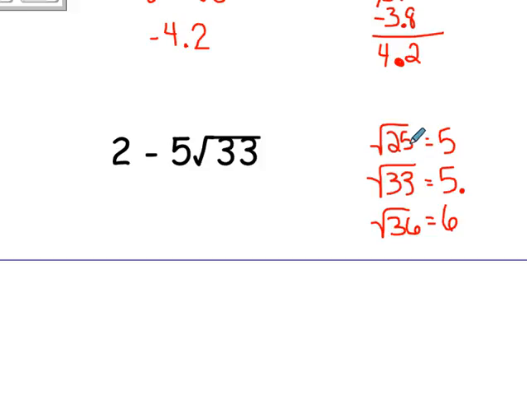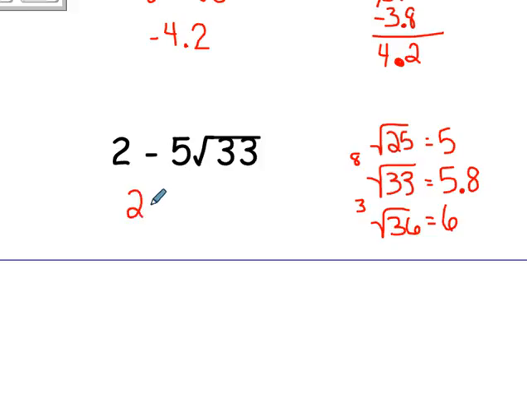Now I have to see which one it comes closest to. Since when I subtract 33 and 25, I get 8. So the difference here is 8. When I subtract 33 and 36, well, the difference here is only 3. So I can see that it's much closer to 6. So I'll estimate 5.8. You can put 5.7, 5.8, 5.9. Something in that range would be a good estimate.